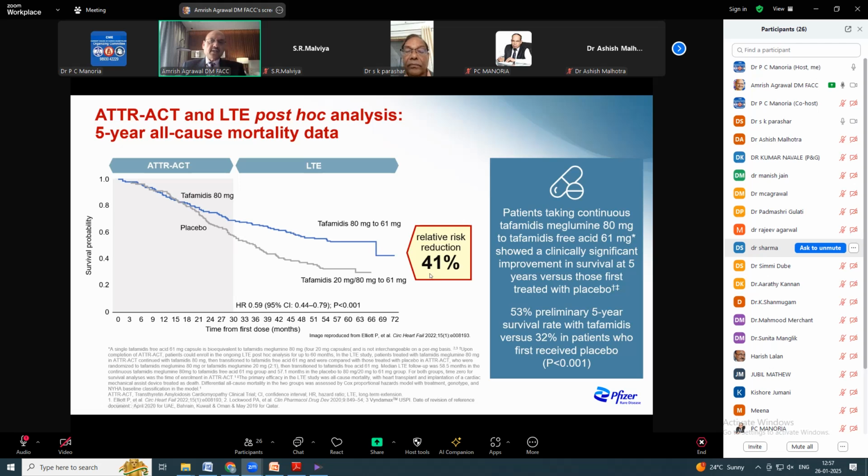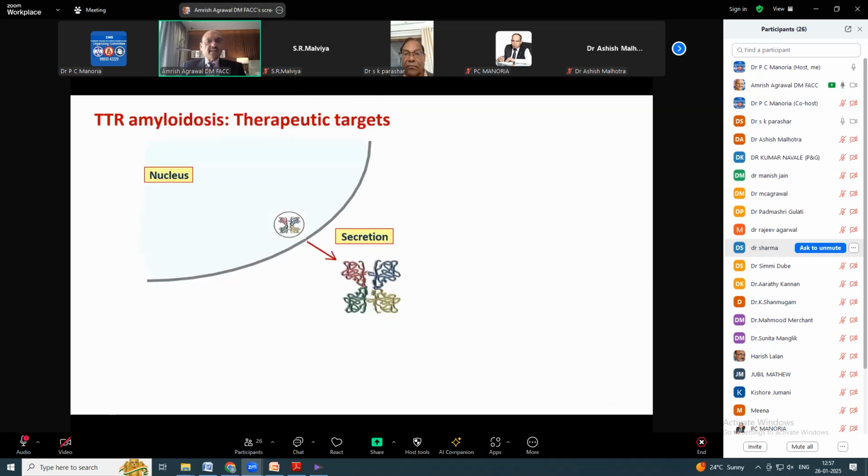The earlier you give it, the less protein and fibrous deposits accumulate inside the heart, the more protein is removed from the heart, and the better the patient outcome. So, coming further, we have another therapeutic target.